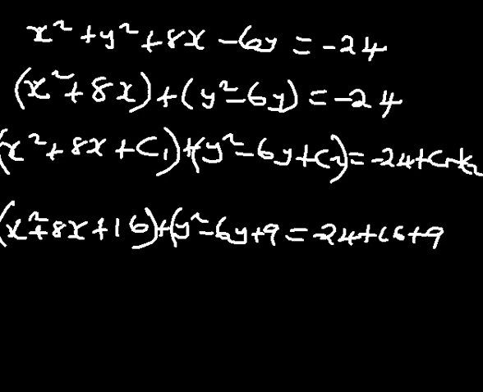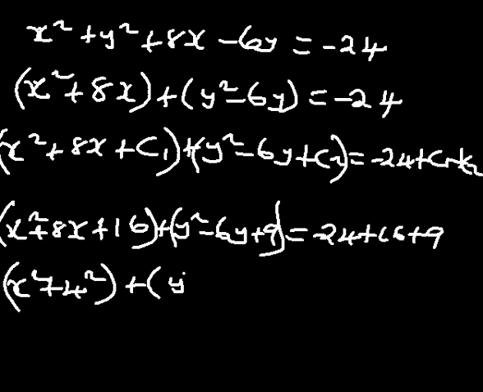So now we'll have x plus 4 to the power 2, plus y minus 3 to the power 2, which is equal to negative 24 plus 16 plus 9. That gives us 25, and 25 plus negative 24 gives a positive 1. So that's the essence behind it.